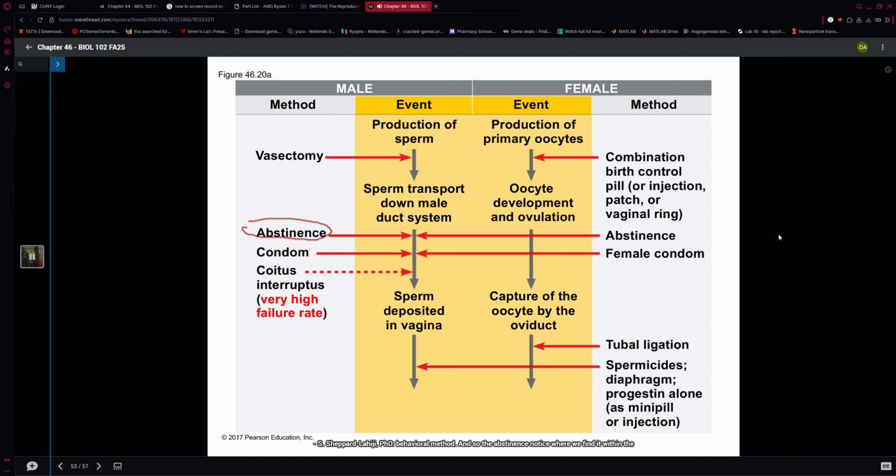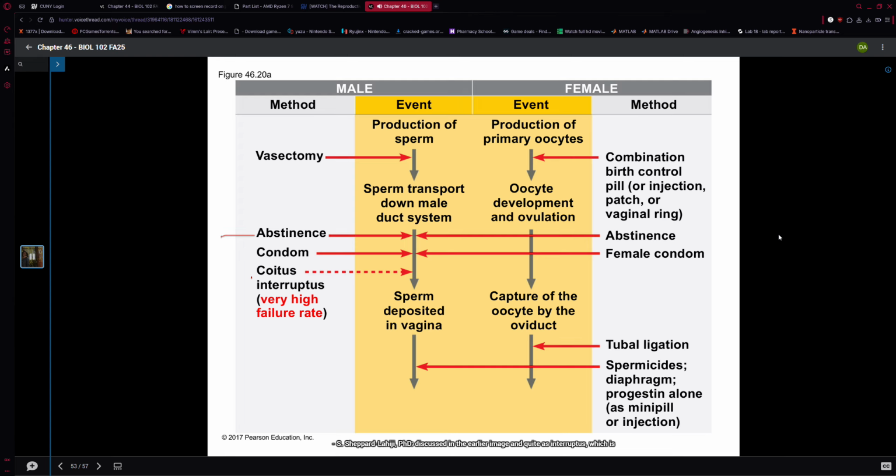And so the abstinence, notice where we find it within the process, it doesn't impact the ability to produce sperm or oocytes or to have sperm go through the duct system, but it does prevent the likelihood of sperm and the oocyte ever coming into contact with one another. So this would be a behavioral approach that is within the figure, but wasn't discussed in the earlier image.